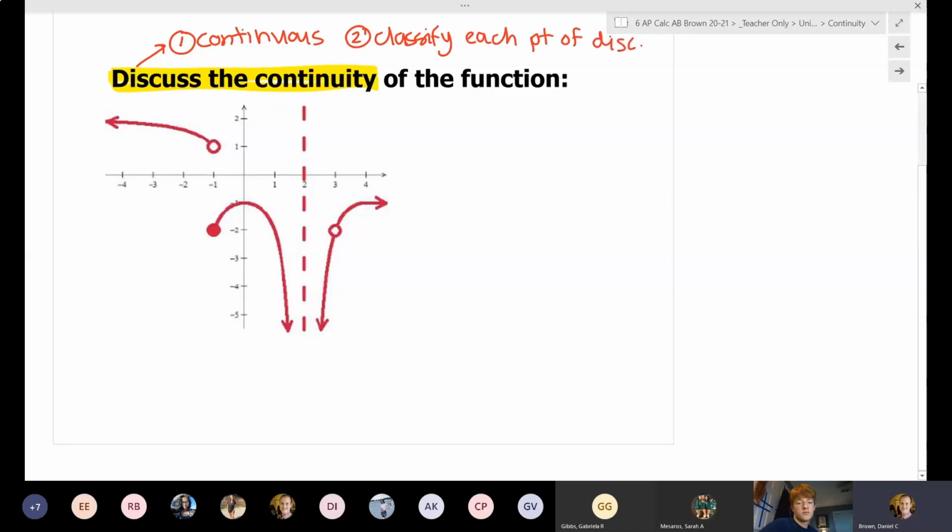So like if it's discontinuous at x equals 3, state that, and then kind of classify what that is. So this first one is very easy. We have a graph in front of us, so we can kind of say, hey, this graph is continuous on.